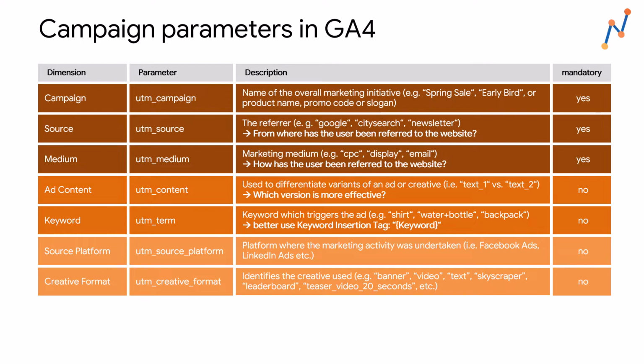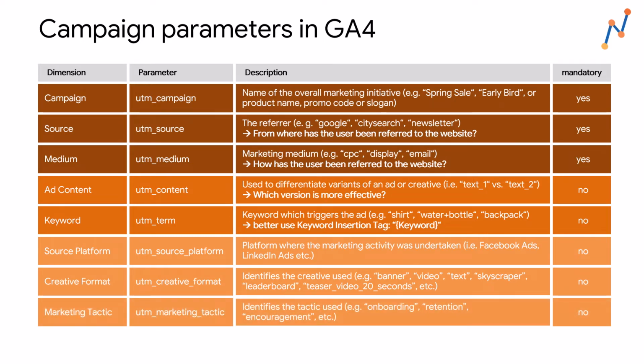So this could be quite generic like banner, video, or text, or it can be more specific like skyscraper and leaderboard, or it can be very detailed like teaser video 20 seconds. And the last optional parameter is called UTM marketing tactic and will reflect the tactic used for your marketing campaign. For example, this could be onboarding, retention, encouragement, etc. So basically, you are now able to define your campaign much more granular and also send much more information to GA4.